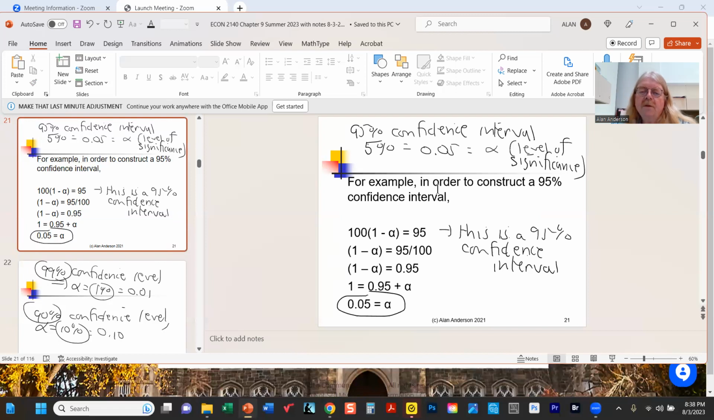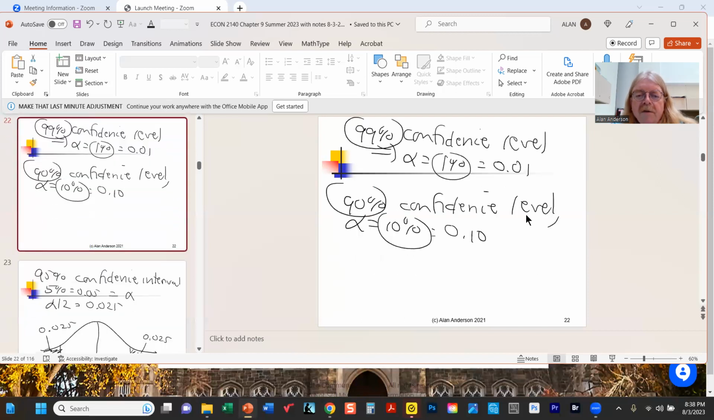So once we know that we are looking for a 95% confidence interval, the alpha becomes 0.05. And equivalently, for 90%, the alpha is 10% or 0.10. And for 99%, we have an alpha of 1% or 0.01.